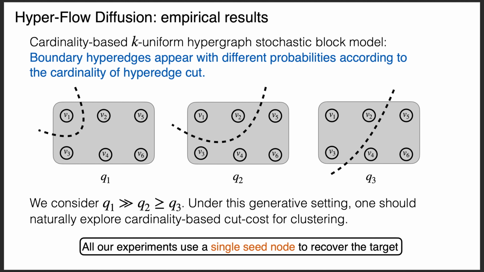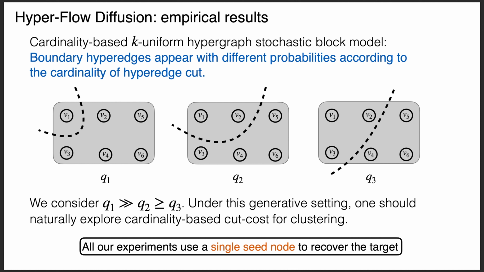Finally, let's look at some empirical results. The first one we consider is a synthetic experiment using a cardinality-based K-uniform hypergraph stochastic block model. In this setting, we allow boundary hyperedges to appear with different probabilities according to the cardinality of the hyperedge cut. For example, if we consider hyperedges that contain 6 nodes, then essentially there are only 3 different types of boundary hyperedges, which are shown here in the middle. And they can appear with different probabilities Q1, Q2, and Q3.